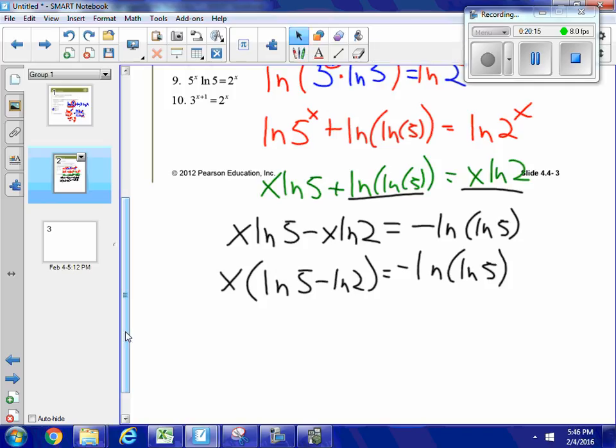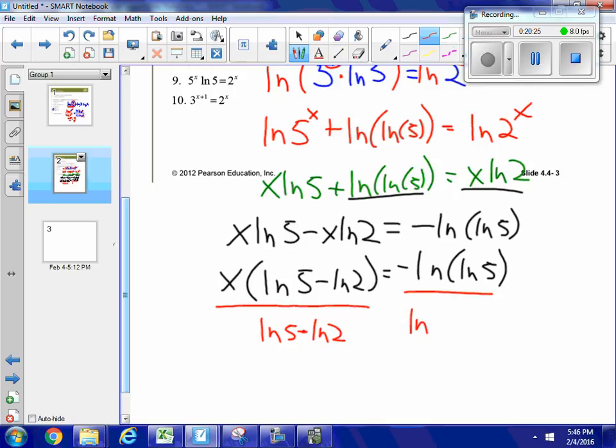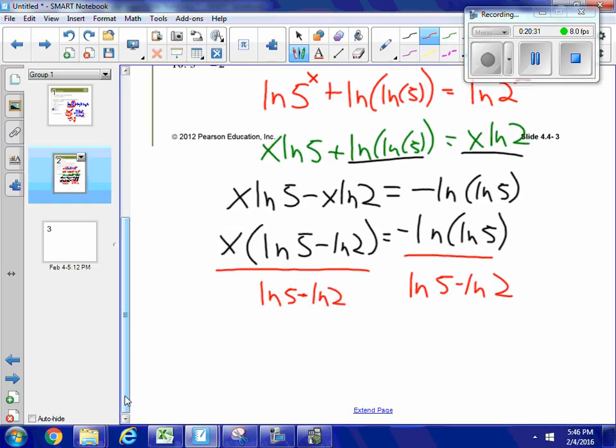Divide both sides by ln 5 minus ln 2. And what I'm left with is my answer. x is equal to negative ln ln 5 divided by ln 5 minus ln 2.